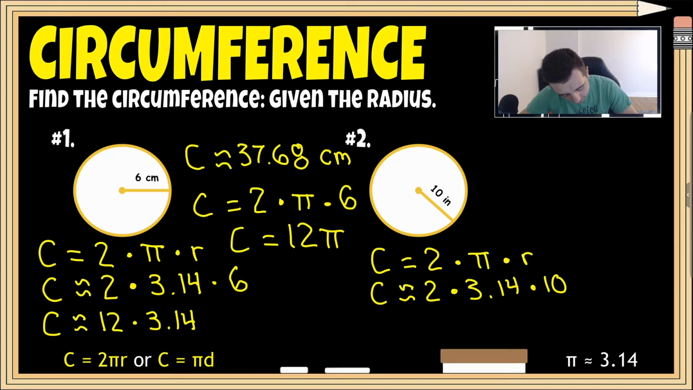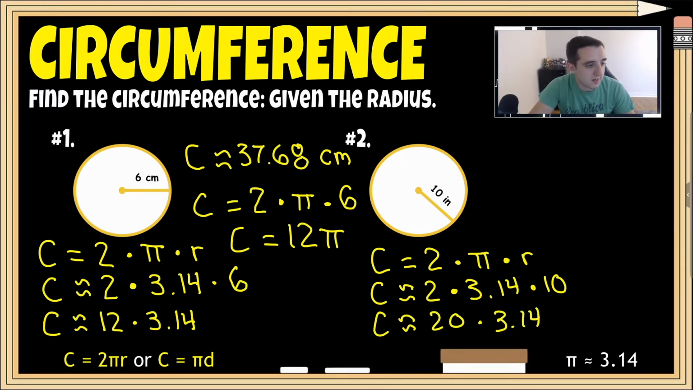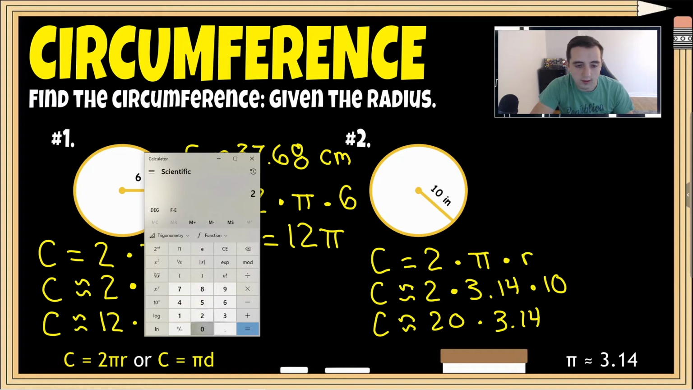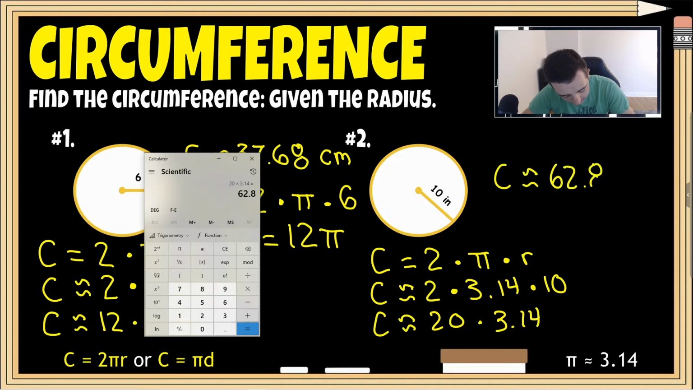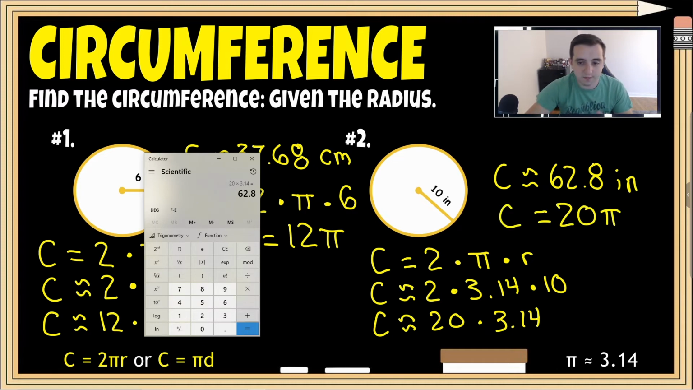If we multiply our values, we know 2 times 10 is 20, so c is approximately 20 times 3.14. And if we take out our calculator here, we have 20 times 3.14, which is going to give us 62.8. So c is approximately 62.8, and now we're dealing with inches. If you want to leave your answer in terms of pi, if we just didn't put in a number for pi at all and just left it as the pi symbol, our answer would end up being c equals 20 pi. Okay, so that's it for these two problems.